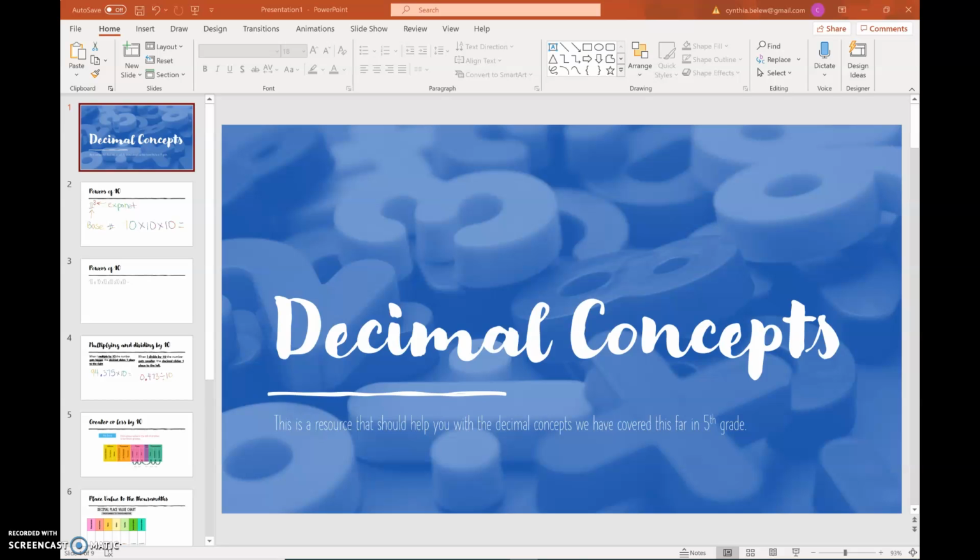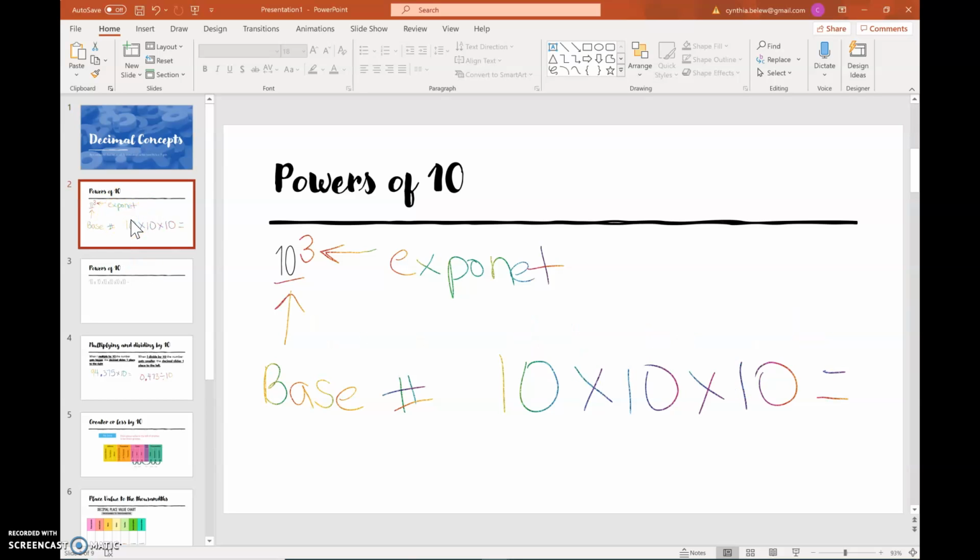Hey everyone, I just wanted to give you a little rundown of the decimal concepts we've learned so far in 5th grade. So first we will start with powers of 10, which covers the base and the exponent. The base is the big number. That is the number that repeats. And the small number is the exponent. That tells you how many times to multiply that base number.